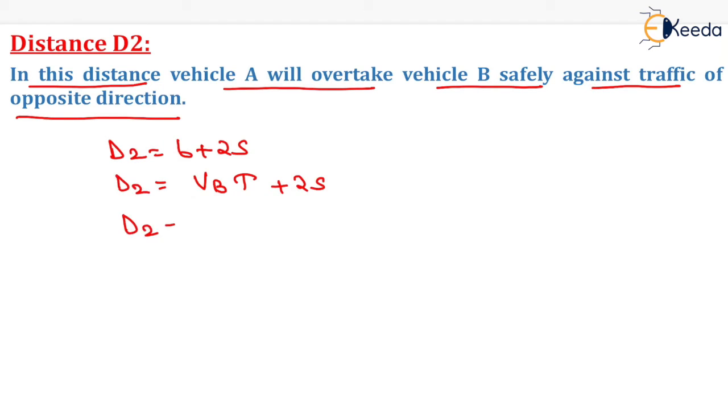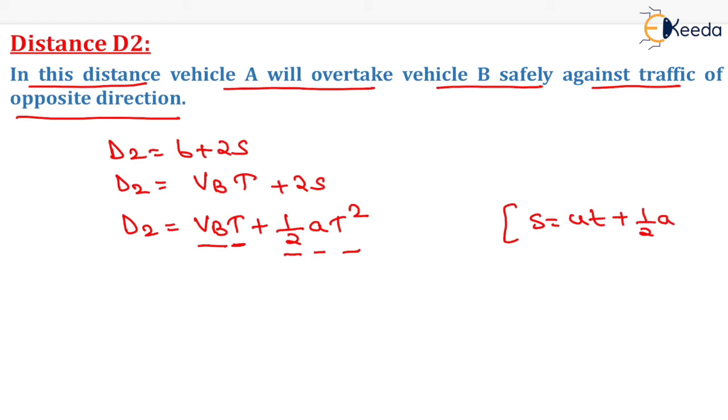D2 will be equal to VB into T plus half of a t square. Why? Because vehicle A will accelerate and overtake vehicle B. The initial velocity of vehicle A will be VB, and the time taken by vehicle A will be capital T, plus half into acceleration into time square. It comes from the formula S equals ut plus half of a t square.